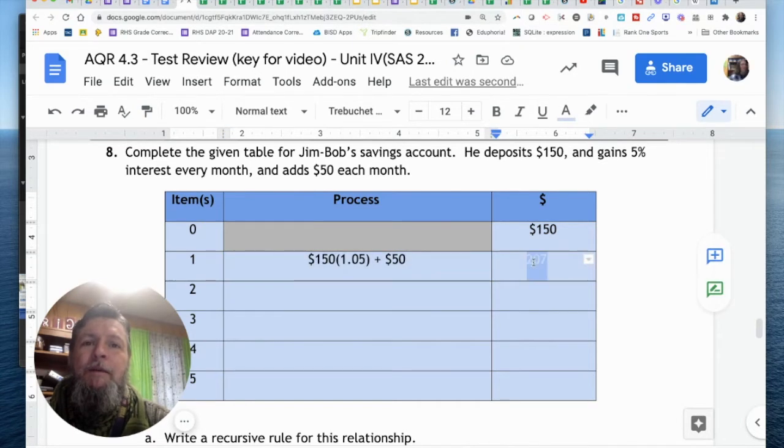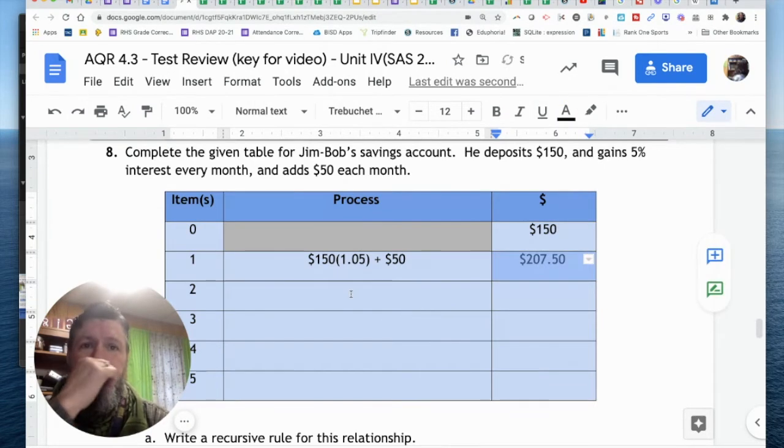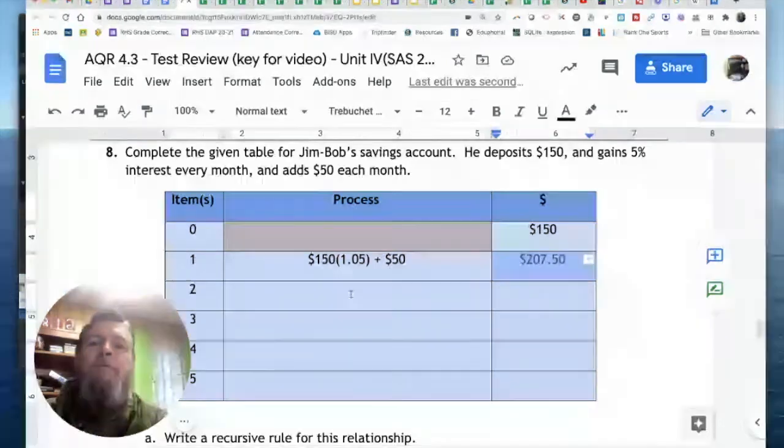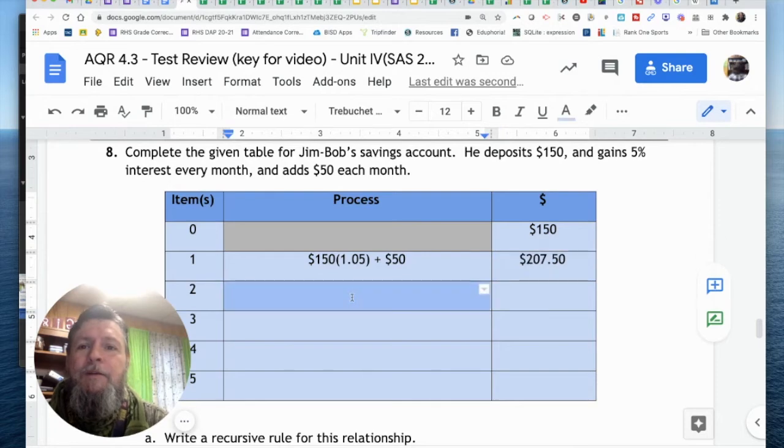And that nets him, as you can see, $207.50. Because it's $150 plus $7.50 plus $50, which is you add $57.50 to $150, you get $207.50. Now we're going to do the same thing, but this time in the next month, we're actually doing it to $207.50. We multiply that by 1.05, and then we add $50.